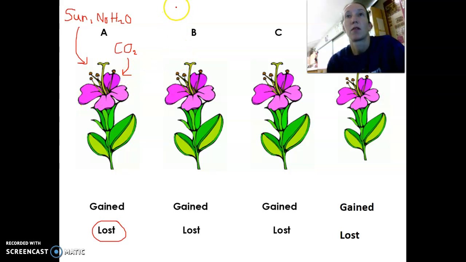All right, so this one was sun and water. And this gained a ton. So this one definitely gained in biomass. And you think about it, it received water.